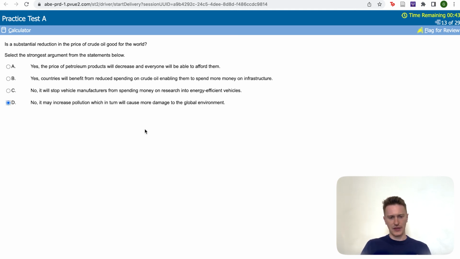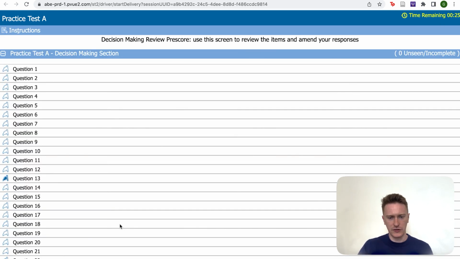I may put D for that one, just because we're talking about the global environment, and I feel like they've snuck in that word global just to show. And I think also we don't know where these vehicle manufacturers are. It could be that they benefit people in developed countries, maybe developing countries won't benefit. So I think D is more encompassing of the world. So that's great. We switched the answer there.